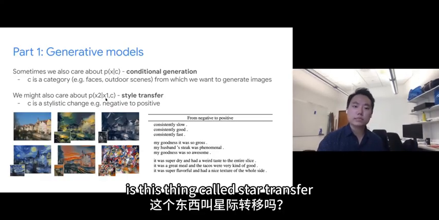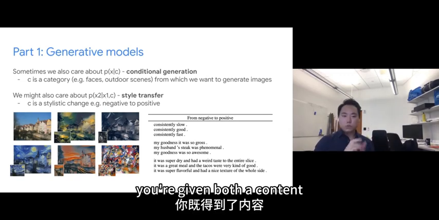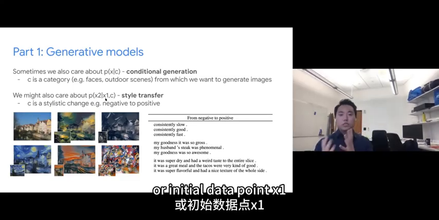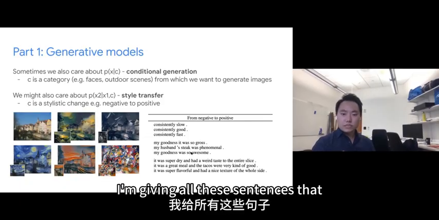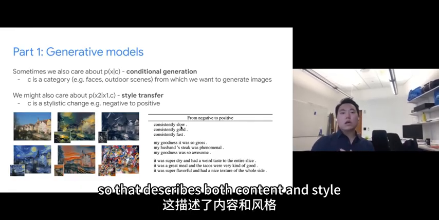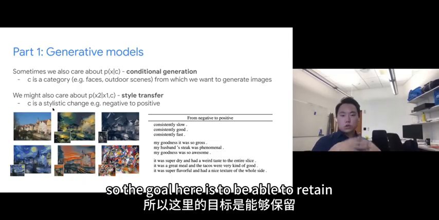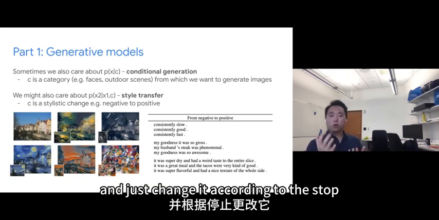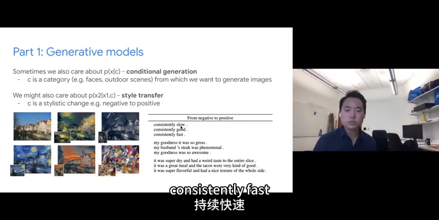Another thing which people care about is style transfer. Instead of just generating images from content, you're given both a content or stylistic change as well as the initial sentence X1, or initial data point X1. That could look like we're given all these sentences that start from "consistently slow," which describes both content and style. Style is some stylistic change that you want, to go from negative to positive. The goal here is to retain all the content in the initial sentence and just change it according to the style. So you would change "consistently slow" to "consistently good," "consistently fast."